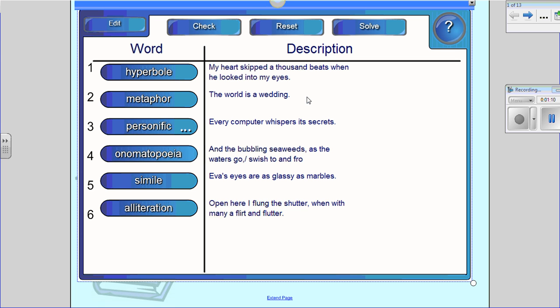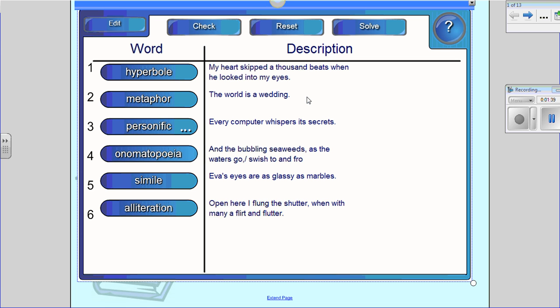Our next example is, every computer whispers its secrets. We know that computers cannot whisper, and we know that personification deals with giving an object human characteristics. Our next example is, and the bubbling seaweeds as the water goes, swish to and fro. This is an onomatopoeia because we hear the sound word of swish.